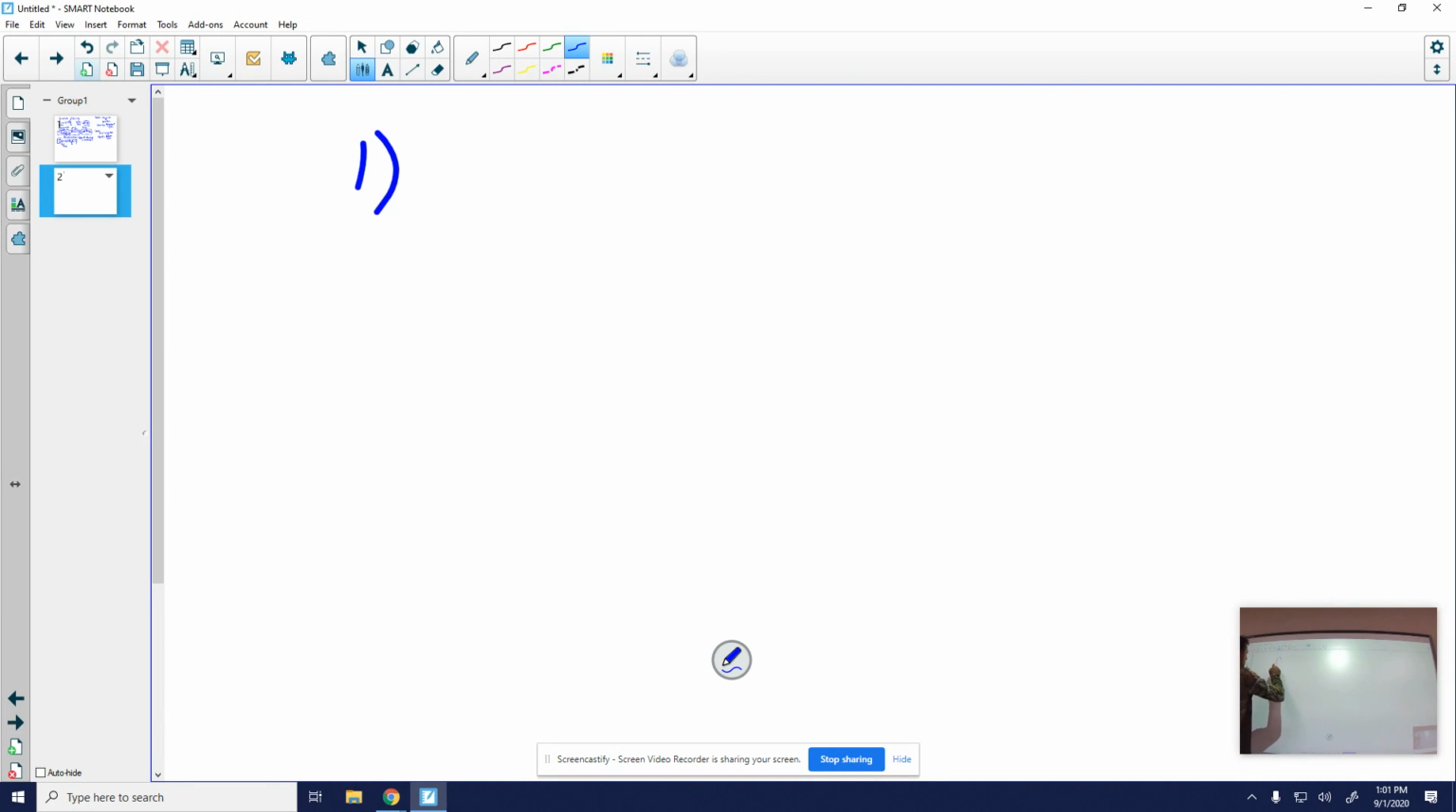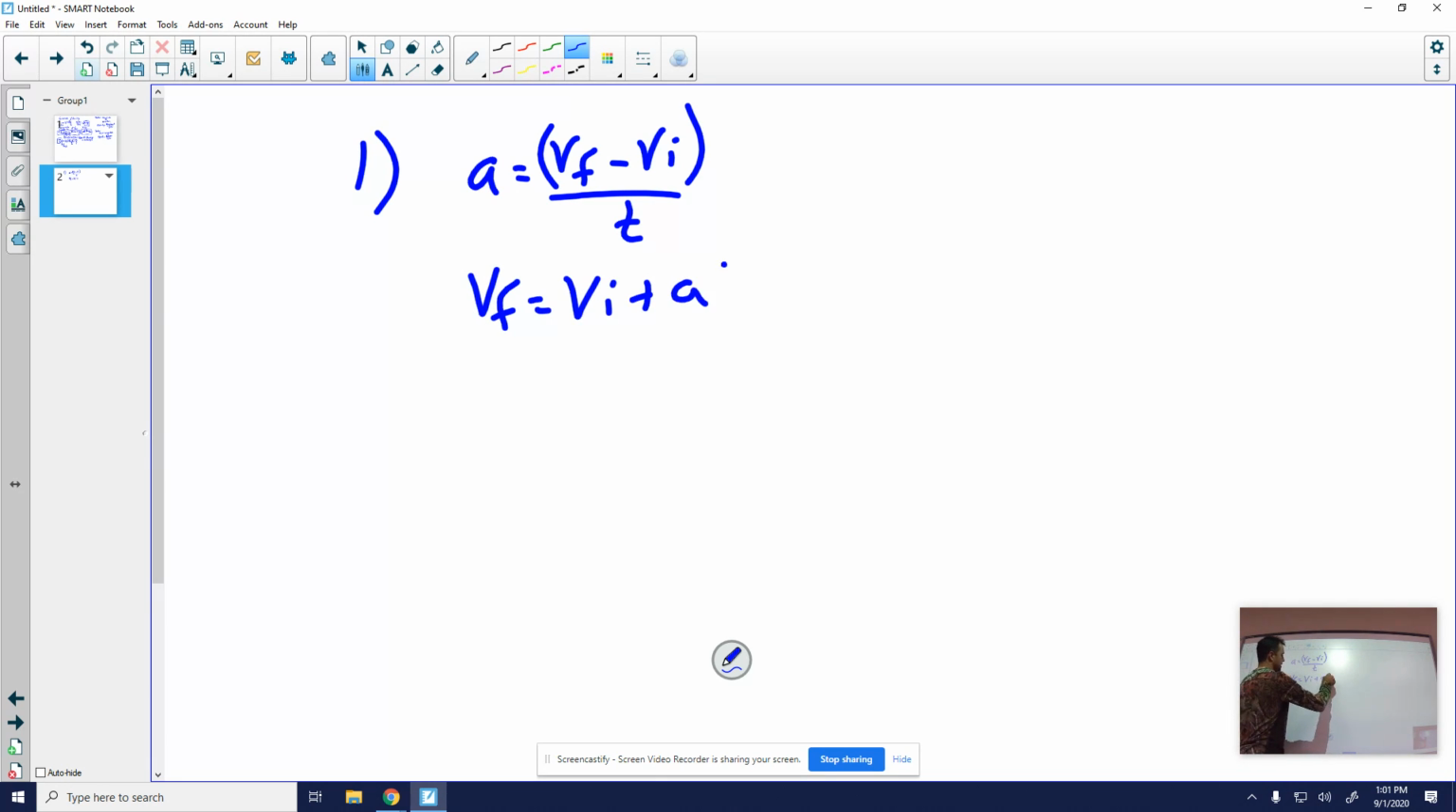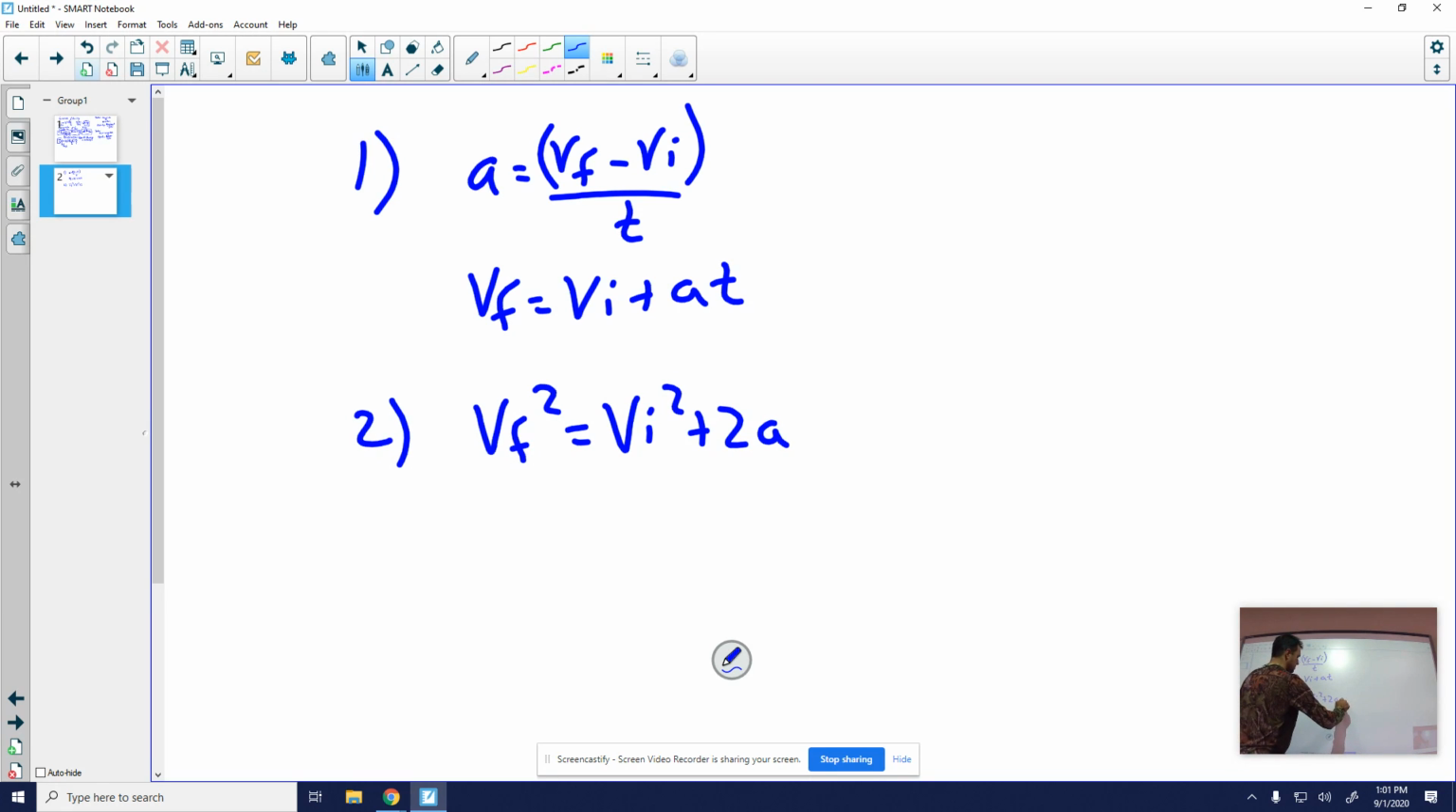Okay, so the first one is the one I just wrote down. A equals VF minus VI over T. Lots of times we will take an equation like this and we'll solve it for a different variable. So VF equals VI plus AT is how you might see it. Another equation that we have is V final squared equals V initial squared plus 2 times acceleration times the distance or the displacement.